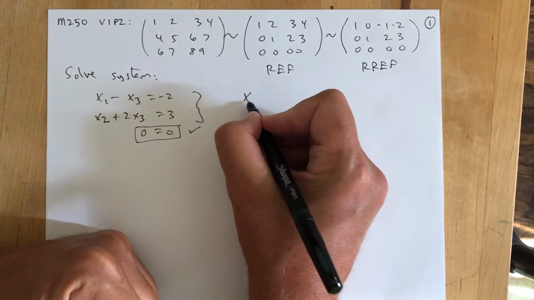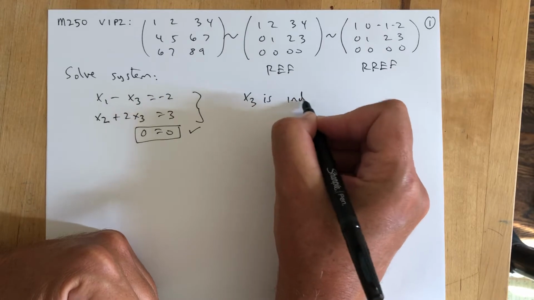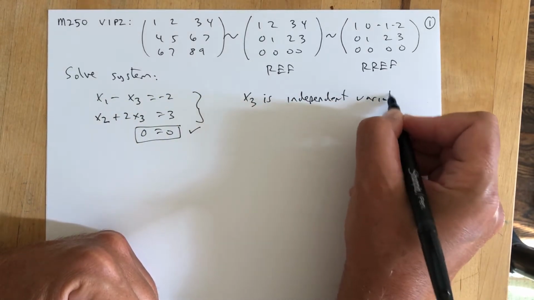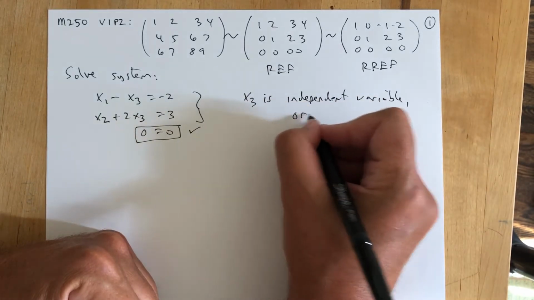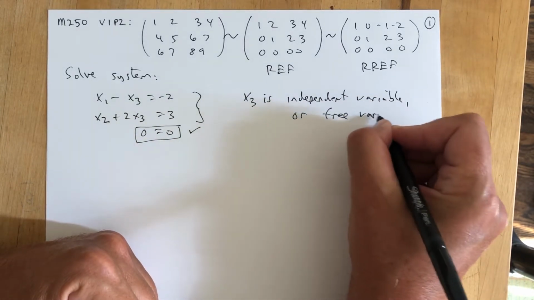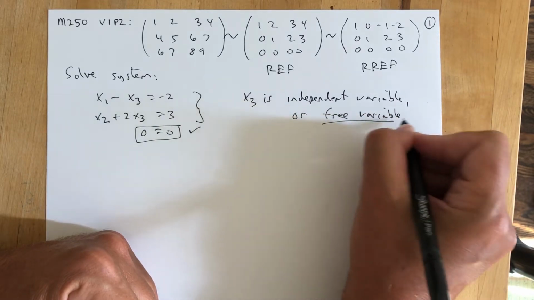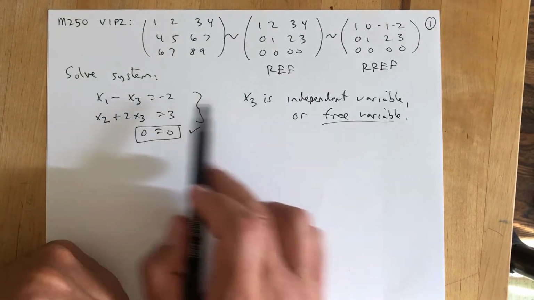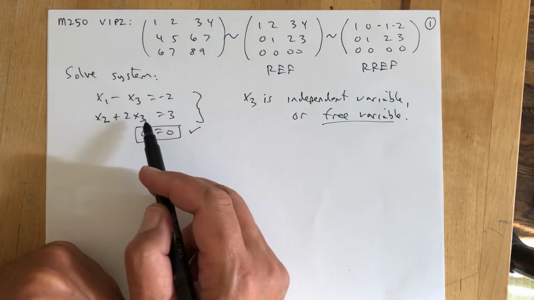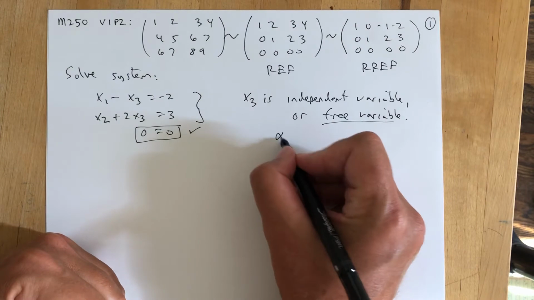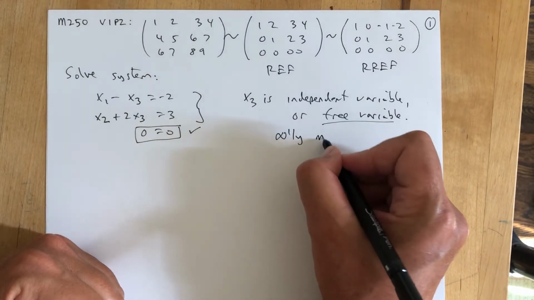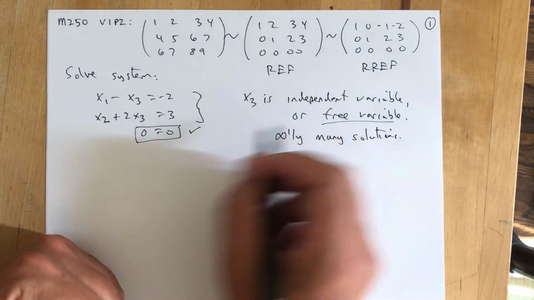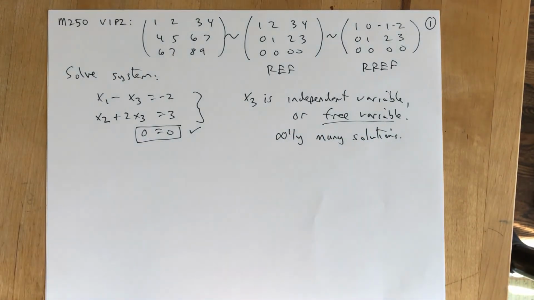And what we say is that x3 is an independent variable. Or better yet, it's a free variable. We're free to choose it, and that's what independence really means. And once we choose what x3 is, we get a value for x1 and x2. And so this system has infinitely many solutions based on these dependencies. Okay.